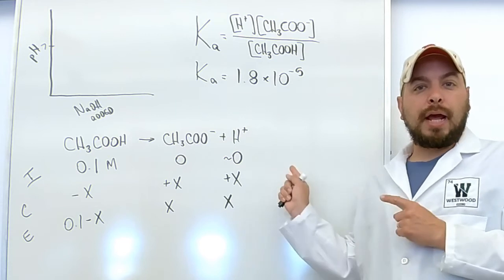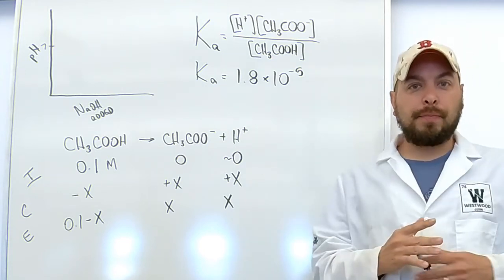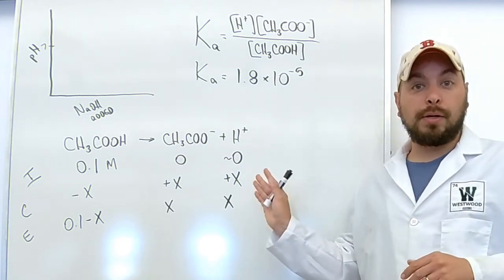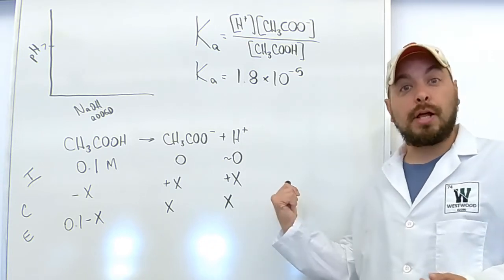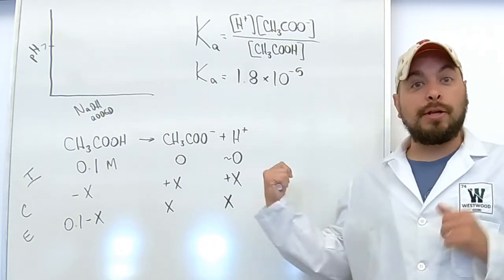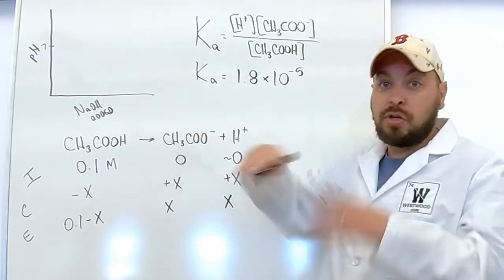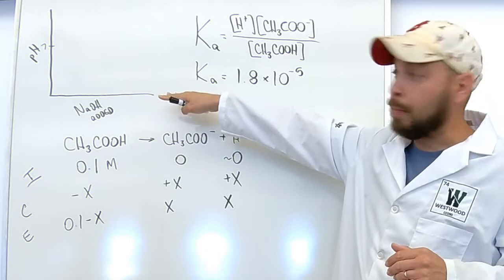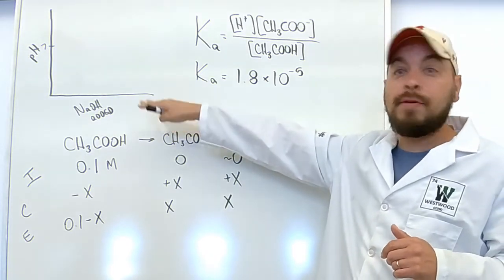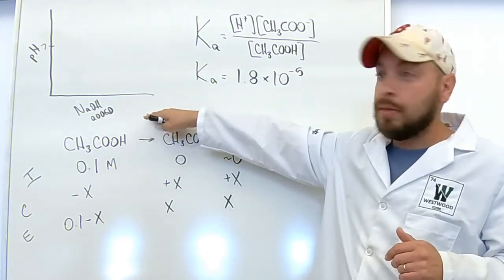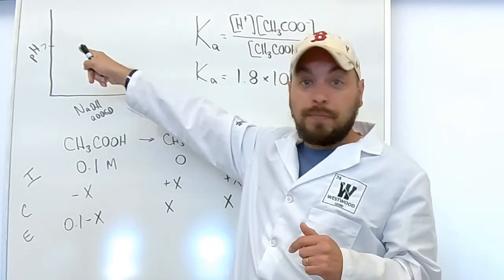So let me explain how we're going to set up this first practice problem. I've got a few things already on the board here. You would be expected to write these yourself, so go ahead and take a second and do it. The first thing I have is a curve that is currently not filled in any way, shape, or form. On the x-axis, I have sodium hydroxide added. On the y-axis, I have pH.